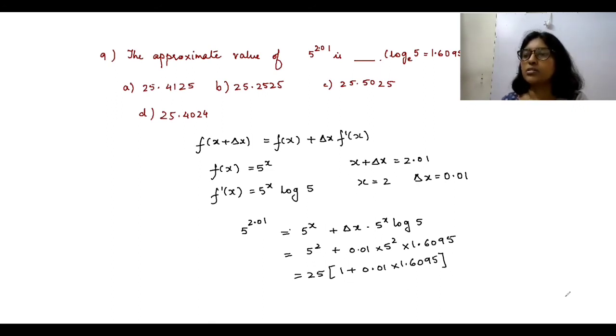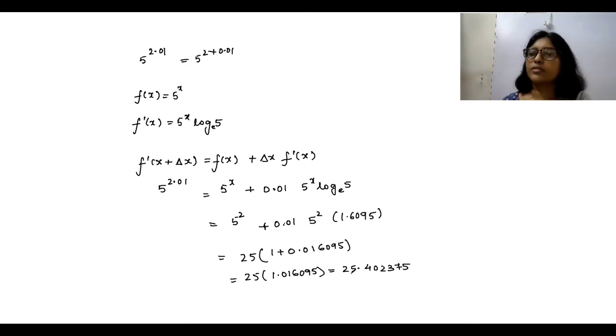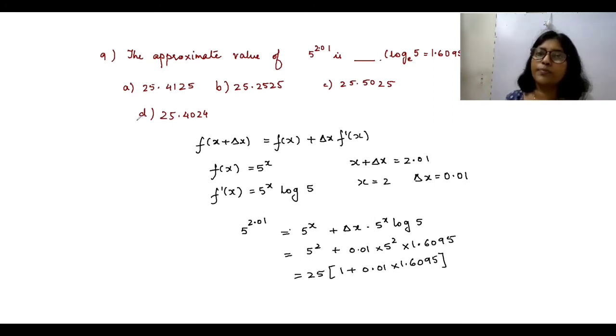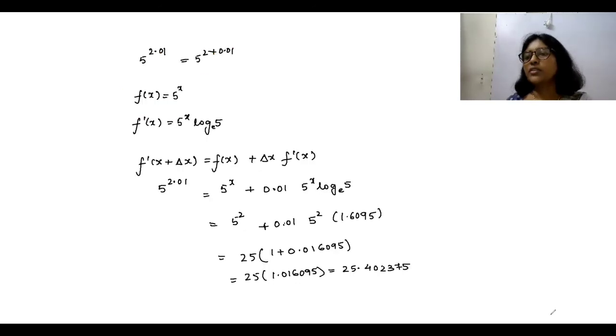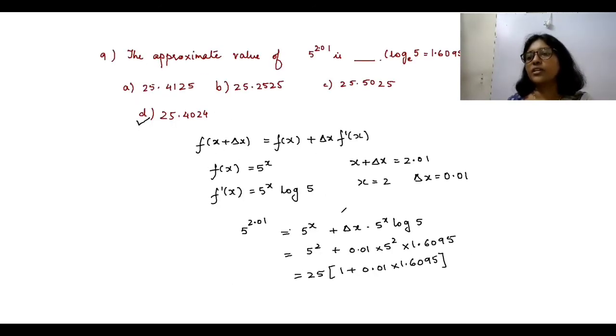Let's check what it is. So this is the simplification. 25.4023. So the approximate value is 25.4023.